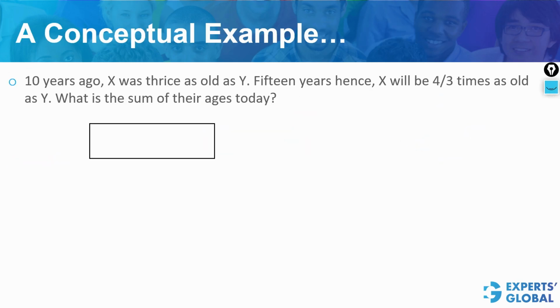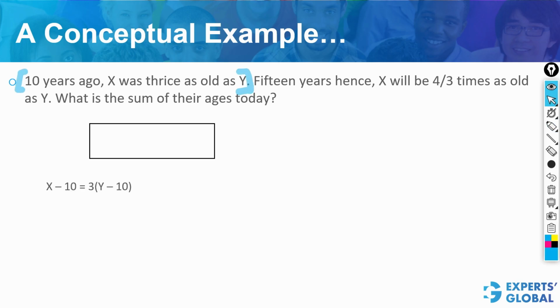Please pause the video and solve this problem. The first piece of information here gives us this equation. If the current ages are x and y, then 10 years ago, the ages would have been x minus 10 and y minus 10 respectively. And at this stage, x was thrice as old as y. That's why to get this equal to sign here, we had to multiply by 3.